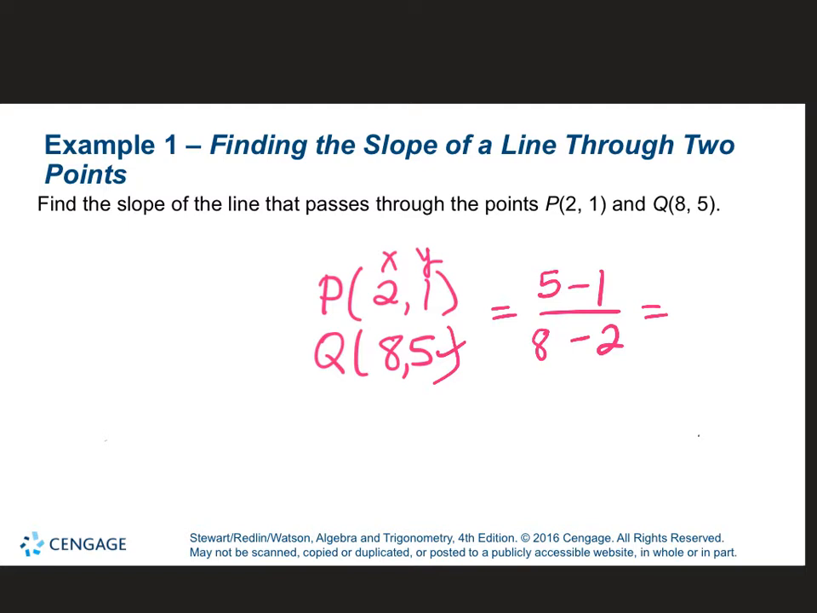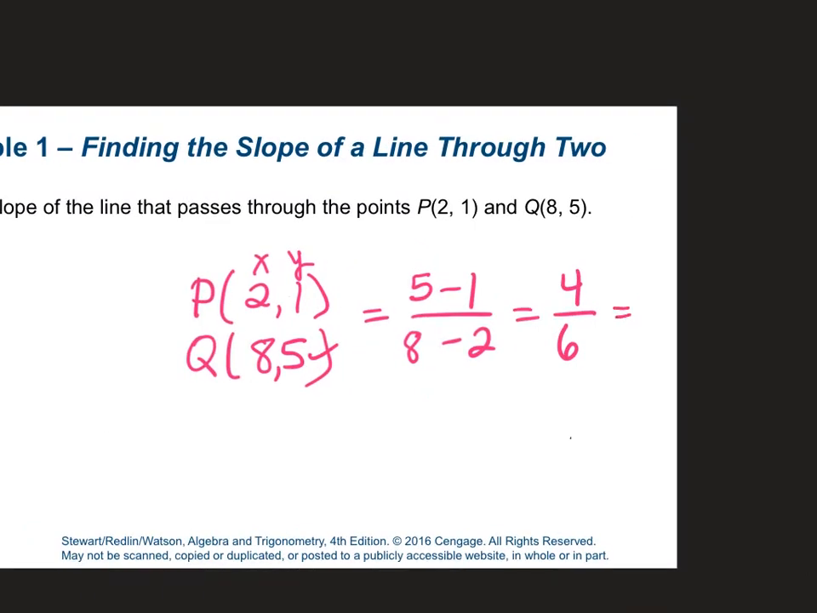So when I simplify this, 5 minus 1 is 4. 8 minus 2 is 6. And we always simplify, but we leave it as a fraction, not a mixed number. So my slope here is 2 over 3. That means I go up 2 over 3, up 2 over 3, up 2 over 3. Right? You guys are familiar with that, yes?